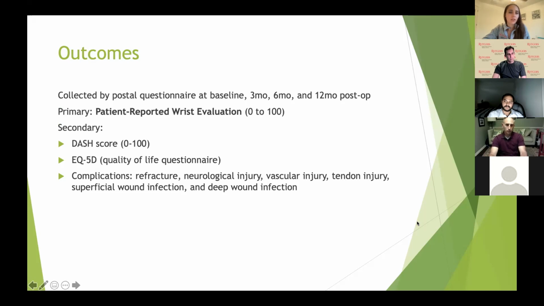And then secondary outcomes they looked at were the DASH score, 0 to 100 again. Bobby talked about this a little bit, but again, a higher score is worse disability. An EQ-5D, which is a quality of life questionnaire. And then if there were any complications such as refracture, neurological injury, vascular injuries, tendon injuries, or wound infections. I think that was just about it.